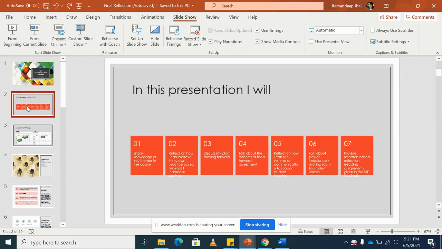So, in this presentation, I will share my knowledge of key themes that were discussed in the course, reflect on how I can improve in my own practice based on what I learned in the seminar, discuss my plan moving forward, talk about the benefits of feed forward assessment, reflect on how I can use systems of communication to support student learning, talk about power imbalance, making room for student voices, provide research based reflection, which is going to be usage of reading assigned in the seminar.